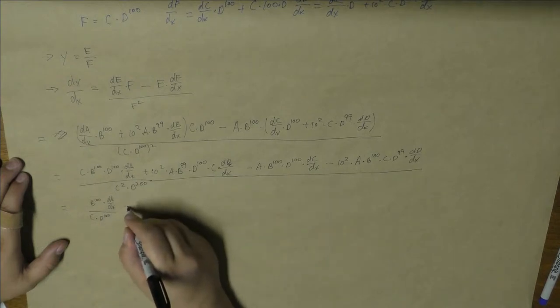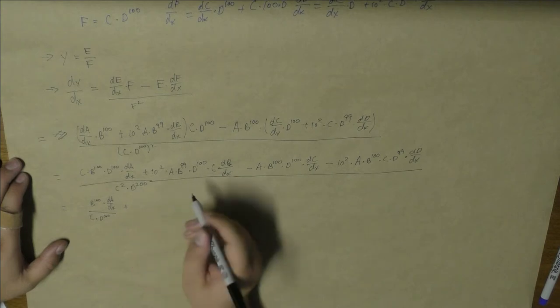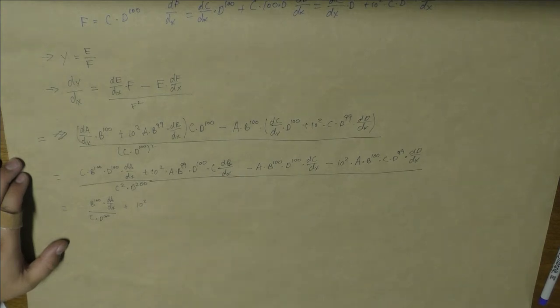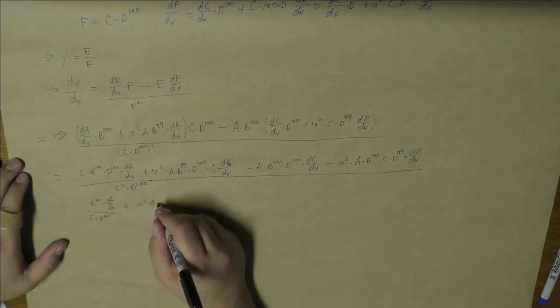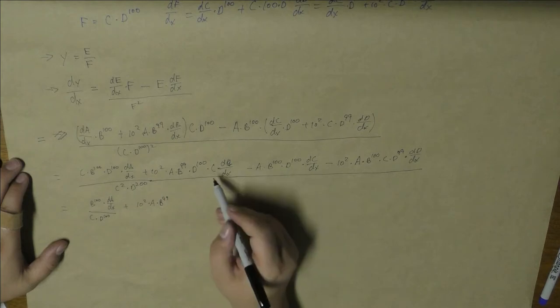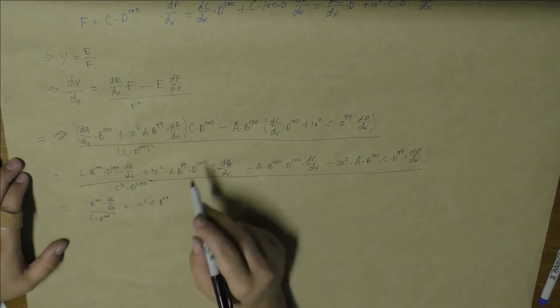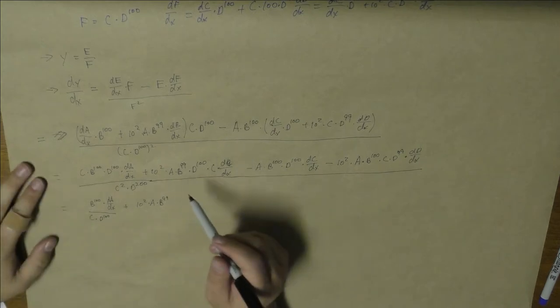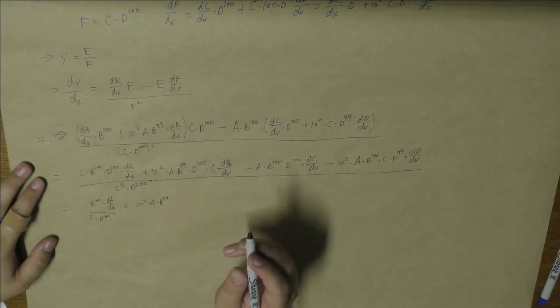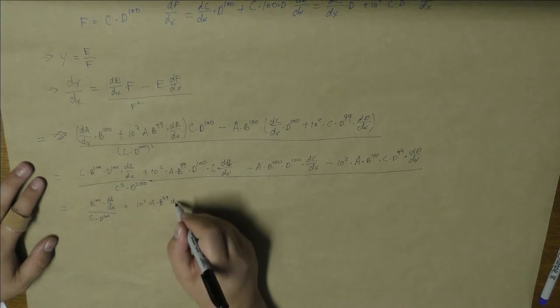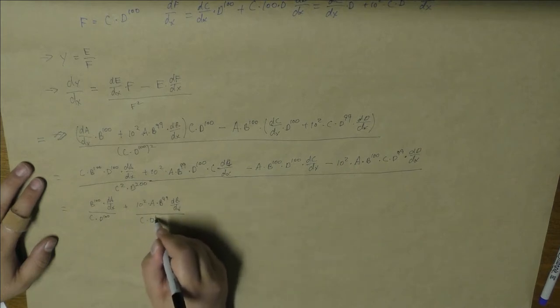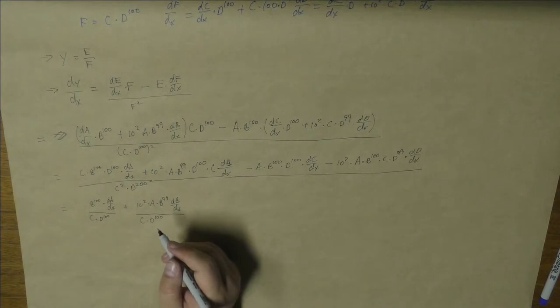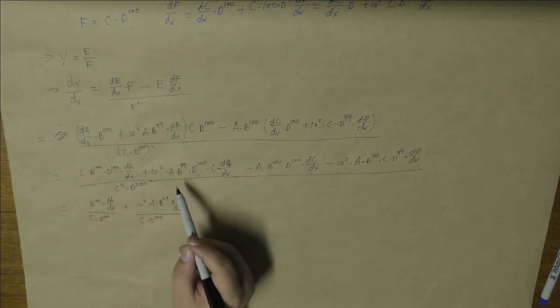Okay, plus, now we've got 10 squared still, we don't have any A's on the bottom, times A. We don't have any B's on the bottom, B to the 99. We have a C here and we have a C squared on the bottom, so the C goes away and the D to the 100 goes away. So we have an A, a B to the 99, and dB/dx, and this is also over C times D to the 100. Let me check my 10 squared, A, B to the 99, yeah.